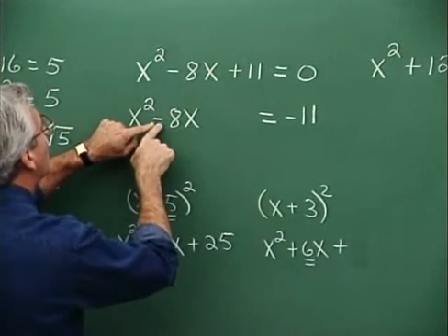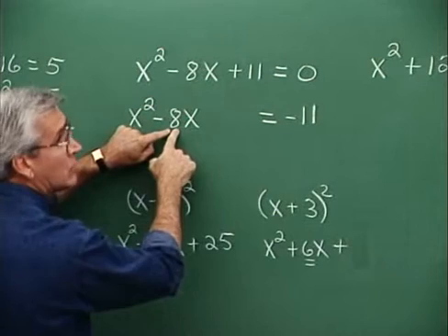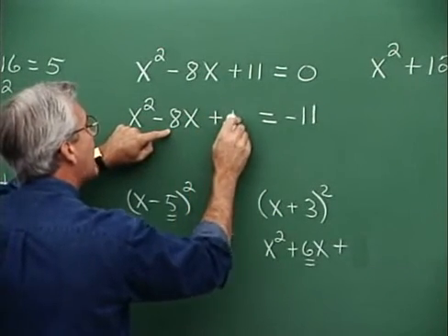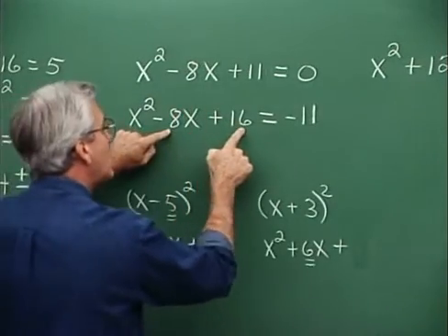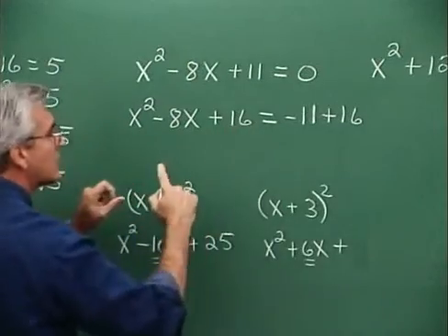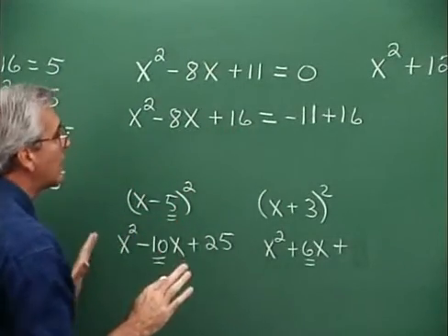So it's half of negative 8, plus or minus 4, squared is 16. So it's 16 that we're adding here. And if we add 16 on the left, we have to add 16 on the right to maintain the balance in the equation, and away we go with our solution.